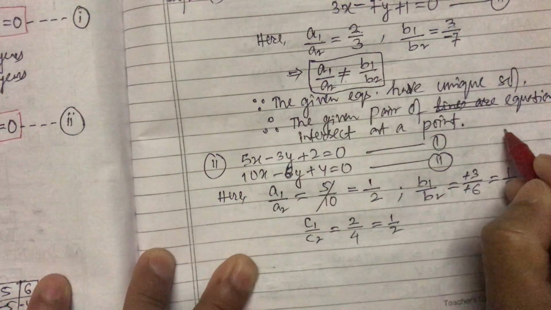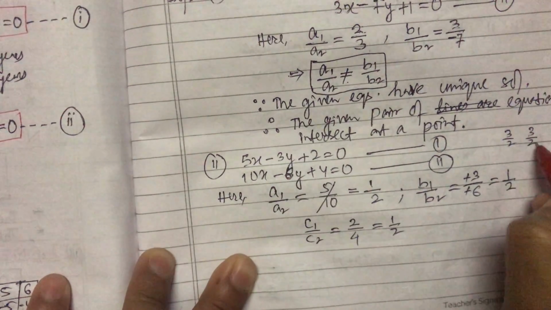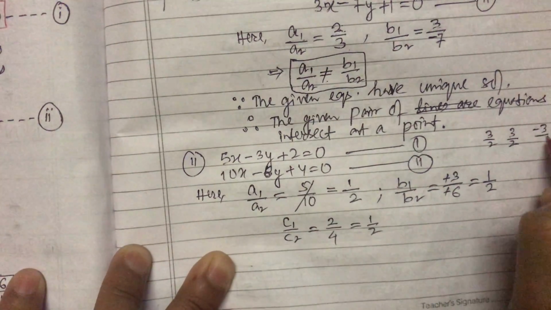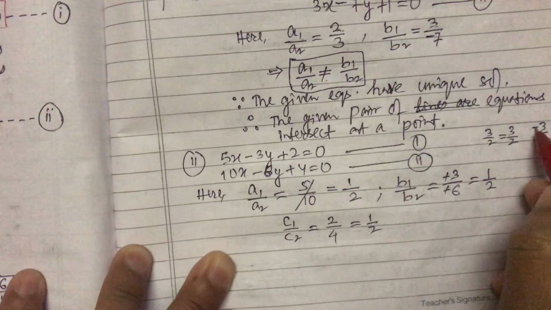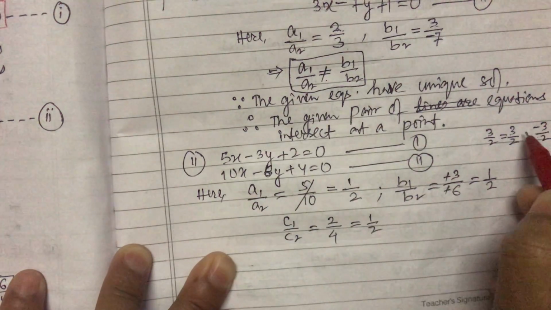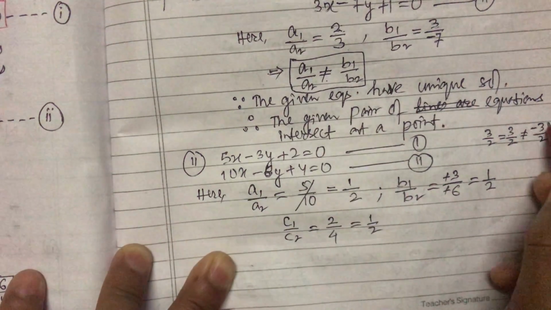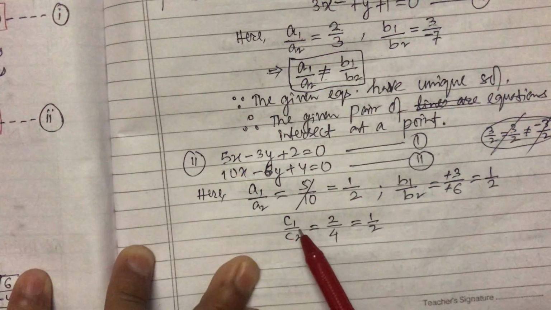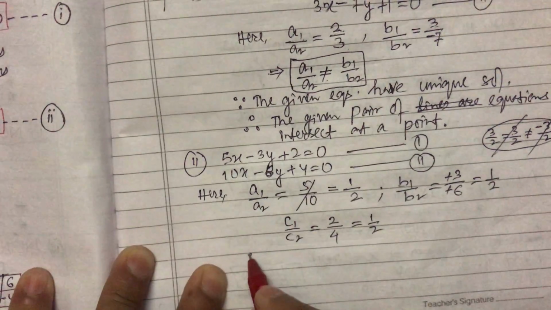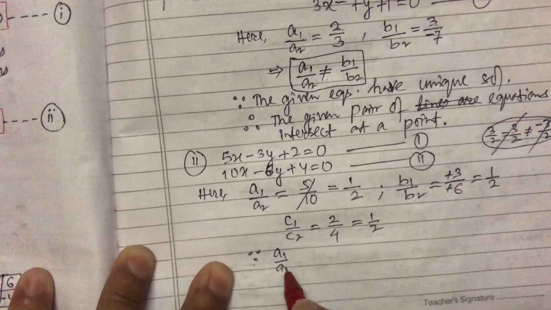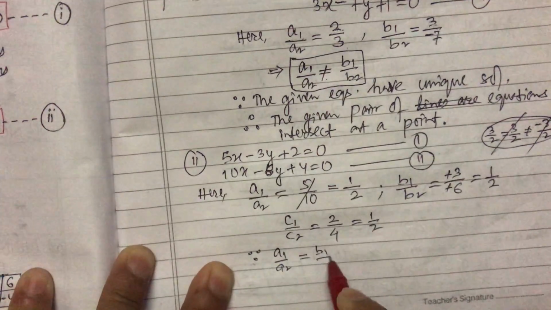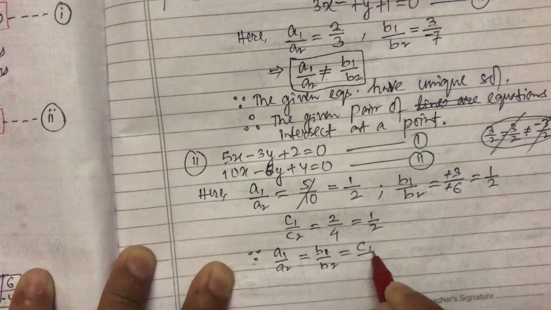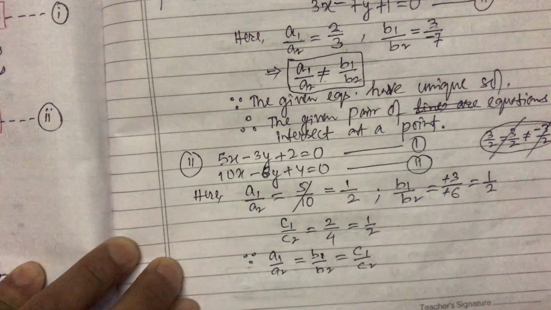Okay, like this. If I have 3 by 2, 3 by 2, and here if I have minus 3 by 2, see, these two are same, but this third one carries minus, so this will not be equal. Okay, so take care of sign as well. So this is not required. Okay. So here we find everything is same, so I can write since a1 by a2 is equal to b1 by b2, and equal to c1 by c2, all are equal.